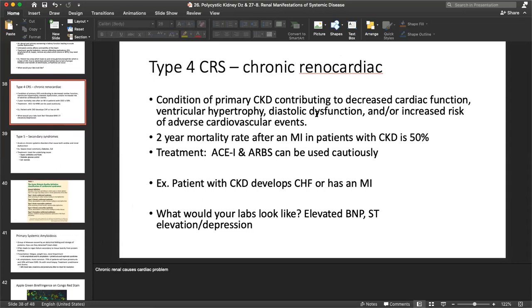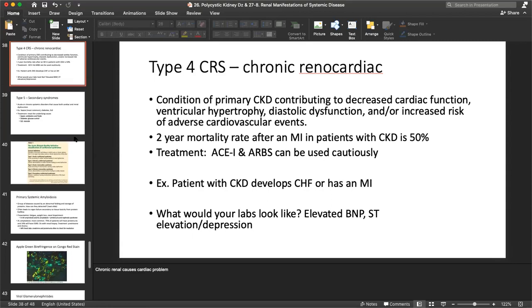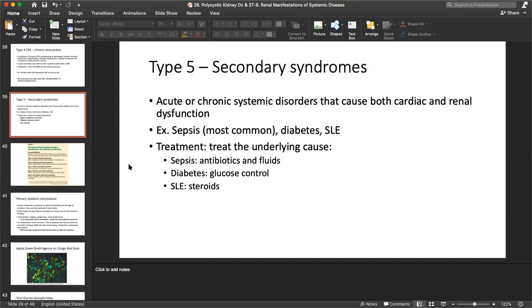Okay, chronic renocardiac. So chronic renal problem causes chronic cardiac problem. So CKD leads to decreased cardiac function, for example. So cautiously use ACE inhibitors and ARBs. Okay, so secondary syndromes, anything else, the most common would be sepsis, and then diabetes or lupus. So it's acute or chronic disorders causing cardiac and renal problems. So treat the underlying cause.